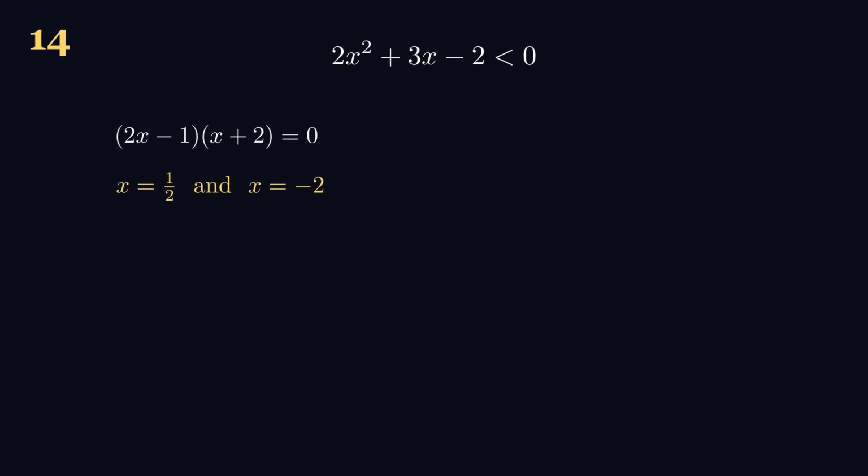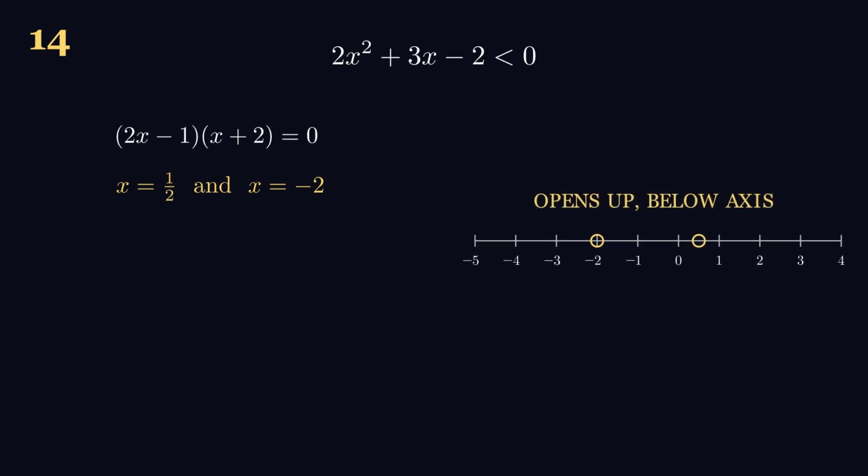Number 14. Solve 2x squared plus 3x minus 2 less than 0. Roots. Factor. 2x minus 1 times x plus 2. x is 1/2 or negative 2. Opens up. Less than 0 means below, between the roots. So negative 2 less than x less than 1/2.